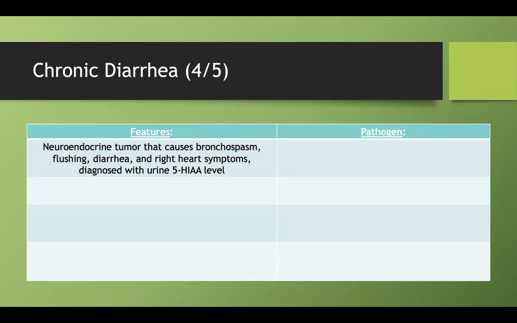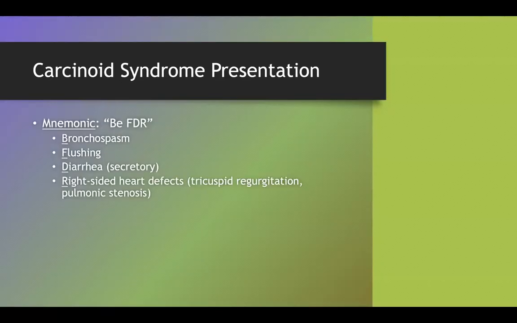Let's talk a little bit about some neuroendocrine tumors that can cause chronic diarrhea. What neuroendocrine tumor will cause bronchospasm, flushing, diarrhea, and right heart symptoms, and is diagnosed with a urine 5-HIAA level? Now we're talking about carcinoid syndrome. And here's our BFDR mnemonic that we use. The diarrhea is a secretory diarrhea, which means you'll have a decreased stool osmolar gap because everything's just being thrown into the lumen, including sodium and potassium.